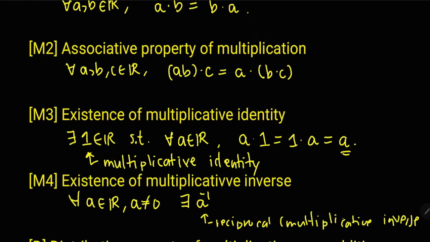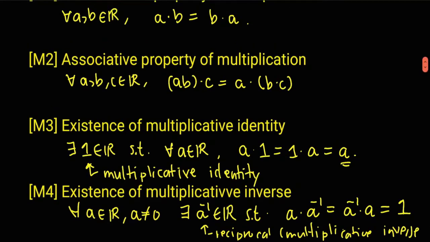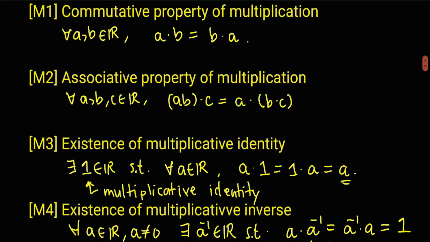So for any real number a except the number 0, we can always find a real number a inverse such that the two numbers a and a inverse satisfy this condition. a times a inverse is the same as a inverse times a, and that's equal to the multiplicative identity 1. Basically, these four properties tell us that the set of real numbers can also be considered as an abelian group under the multiplication operation.